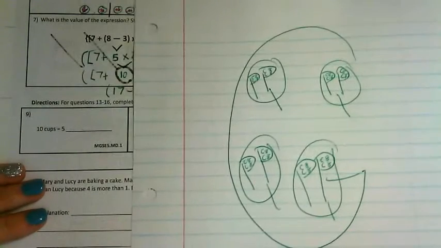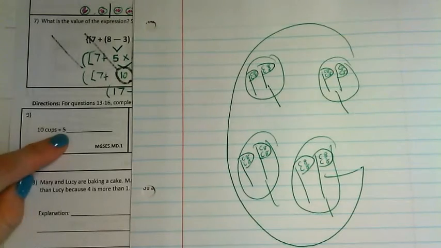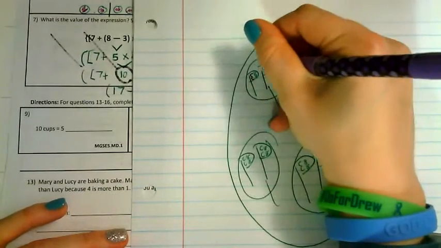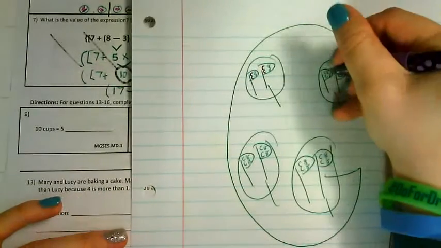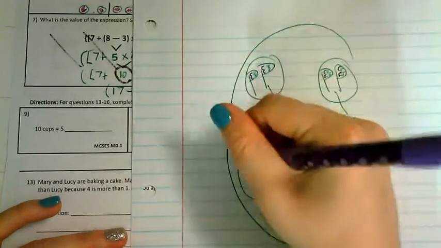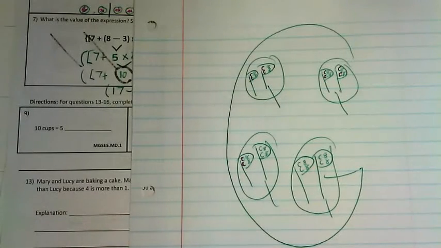Okay, so let's look at number 9. Number 9 says 10 cups equals 5 blank. So I'm going to find my 10 cups. So that's 1, 2, 3, 4, 5, 6, 7, 8, 9, and 10. All right, so there's my 10 cups.